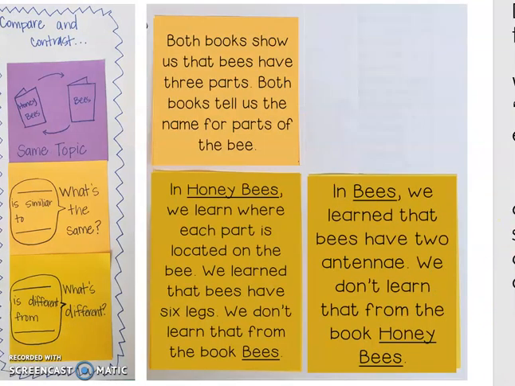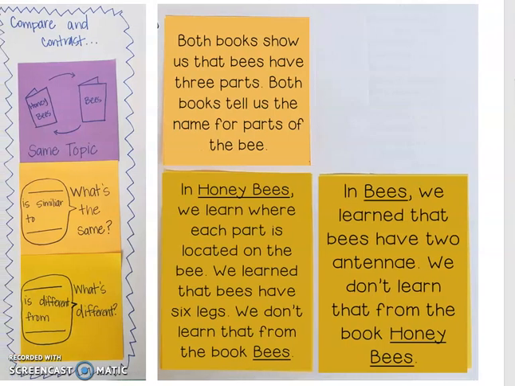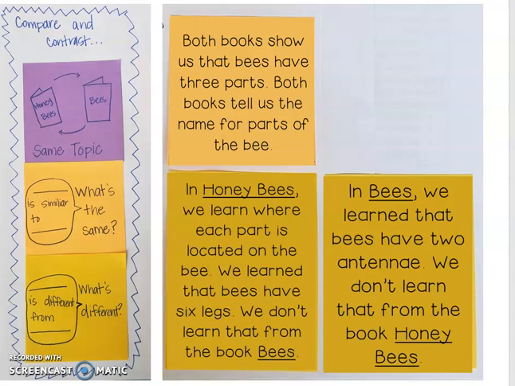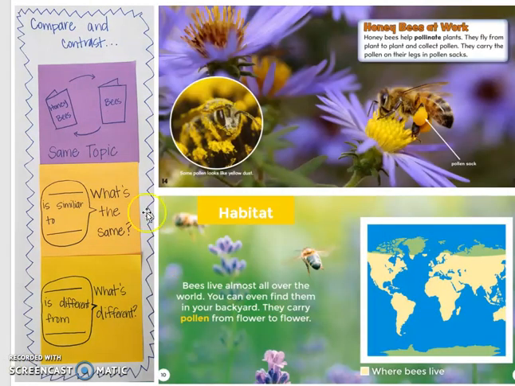Wow, do you see what we did today? We really asked ourselves, what did we learn from each book? Last, after we asked ourselves that, we thought how they're the same and how they're different. That means we compared and contrasted them. That is what you are going to get to do today. You're going to read a part of the book from Honeybees and a part of the book from Bees, and you're going to look to see how they're the same and how they're different. I can't wait to see what you learn. Good luck!